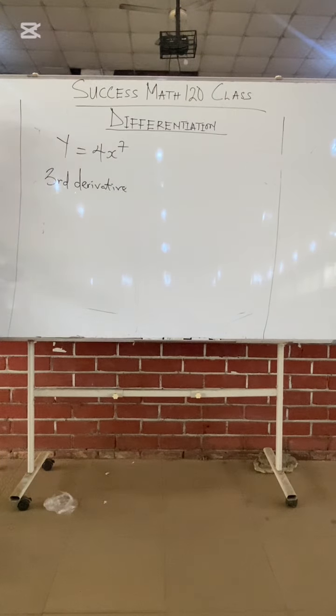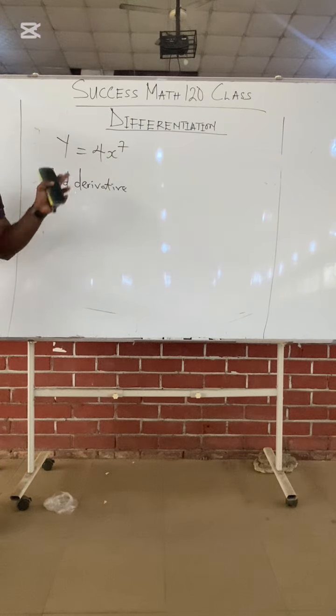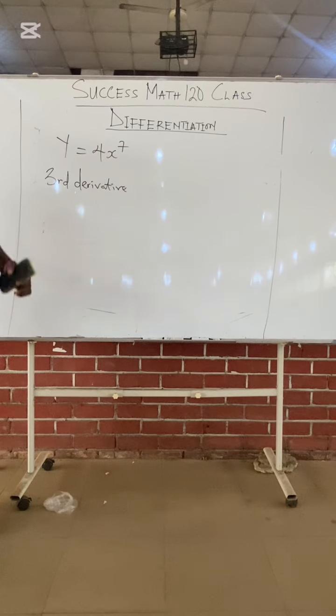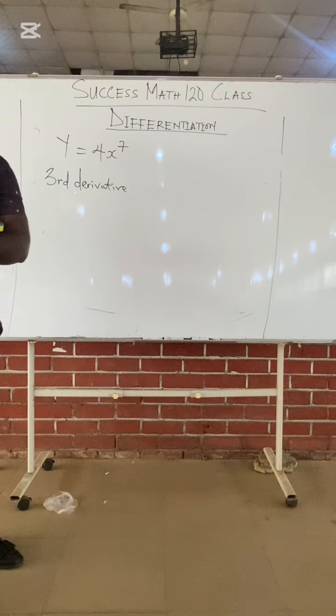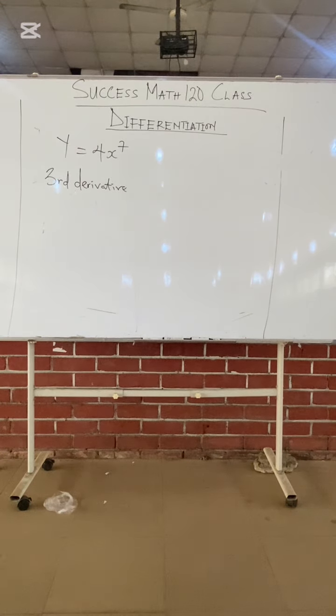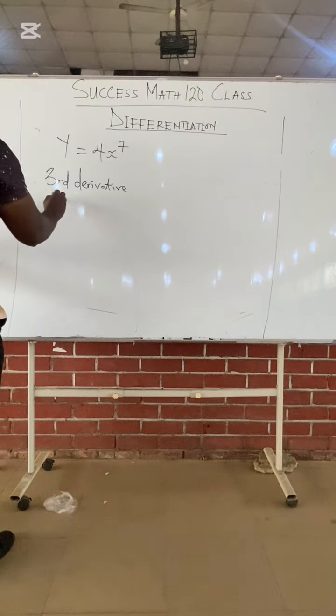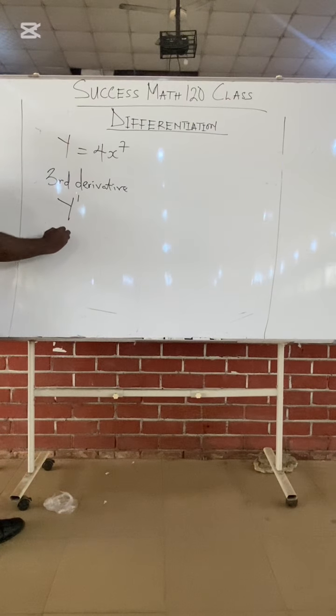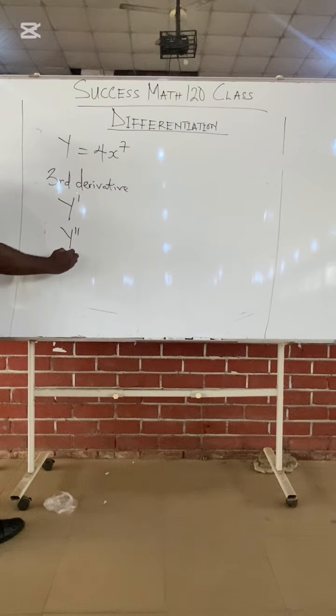Find the third derivative of the function y equals 4x raised to power 7. Class, it means you will differentiate this function 3 times. Differentiate the function how many times? 3 times. So the first derivative is y prime, the second derivative is y prime prime, and the third derivative is y prime prime prime.